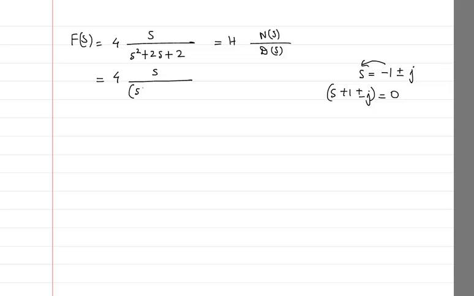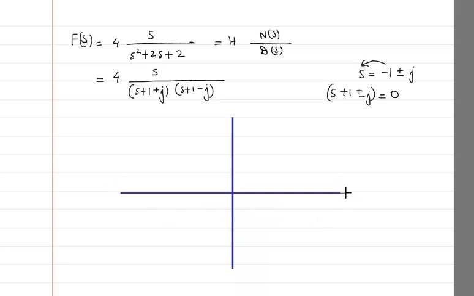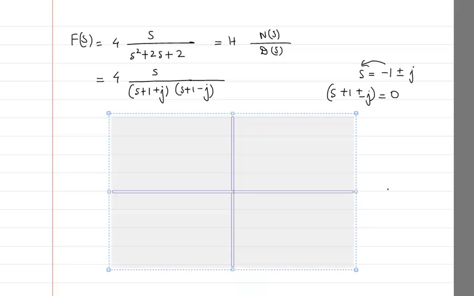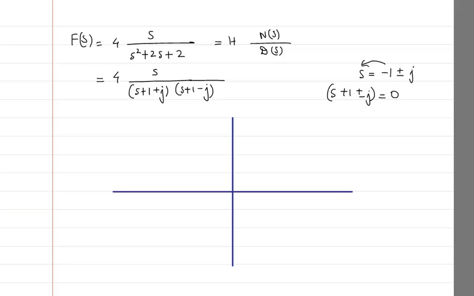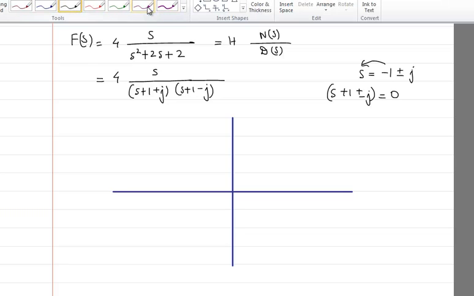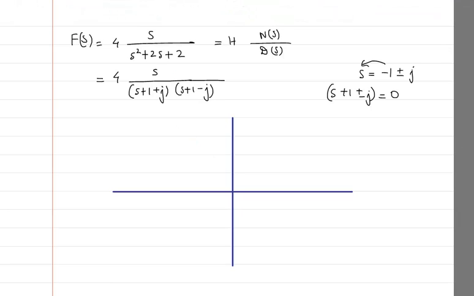The poles are at s plus 1 plus j and s plus 1 minus j. Okay, so where are the poles? Let me draw that, because in the graphical method what we do is we draw it. So now if I am going to draw this, let me draw it using a different color. The pole is at the origin, so that I am going to draw.